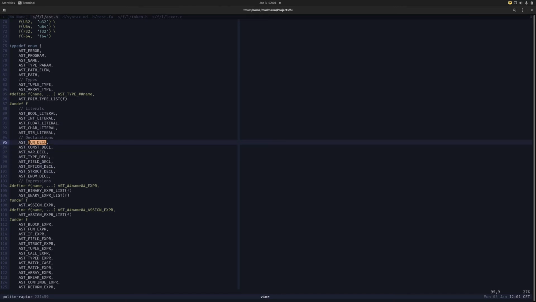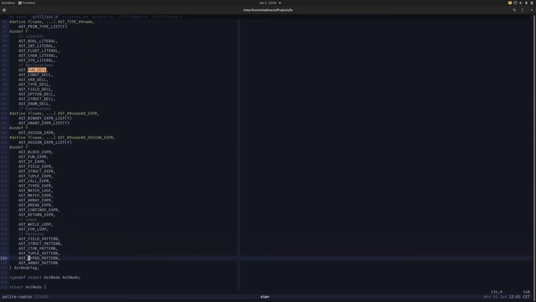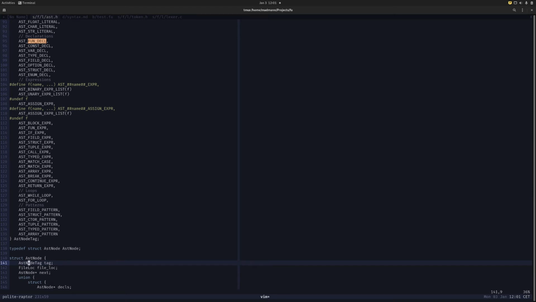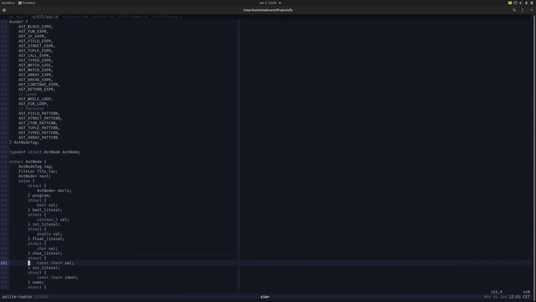So this tightly mirrors the syntax file. I tried to make the names similar to make things simpler to understand. Then there's a list of expressions, again, trying to mirror the expressions I chose in the syntax file. And I grouped them also a bit like the syntax file. So you have the declarations, the expressions, the patterns, and also loops that are statements, and so on and so forth. And then you have the type of the AST node itself.